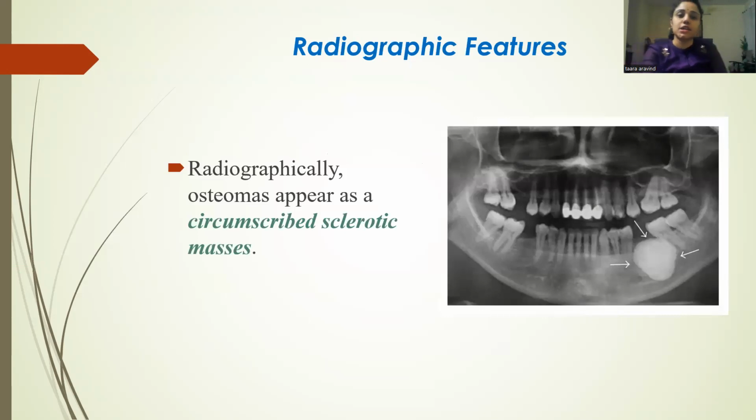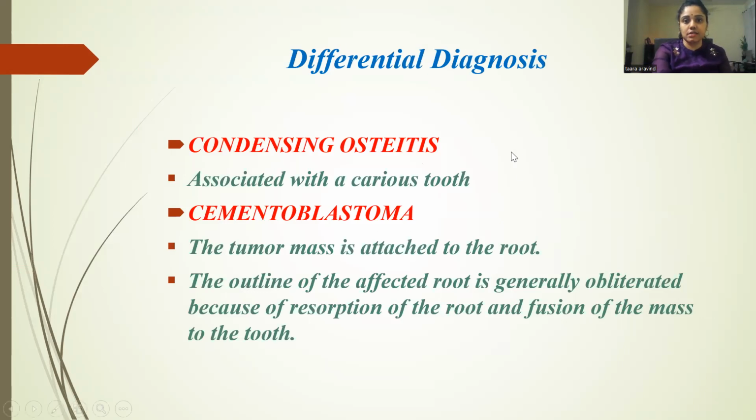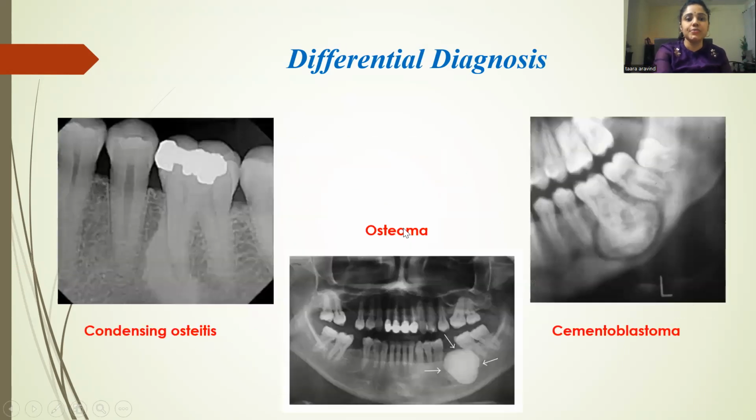Coming to the radiographic features, osteoma appears as a well circumscribed sclerotic mass. When we see such a radiographic picture, the differential diagnosis considered is condensing osteitis and cementoblastoma. Condensing osteitis is also a sclerotic mass, but since it is a type of osteomyelitis, it will always be seen associated with a carious or an infected tooth. This is how we differentiate condensing osteitis from osteoma, which is a benign neoplasm of bone.